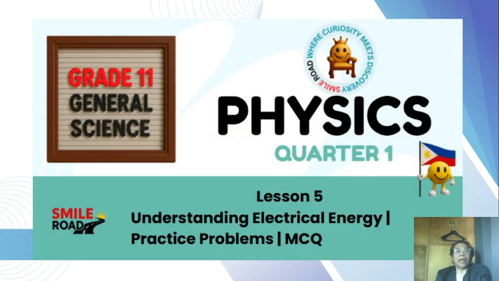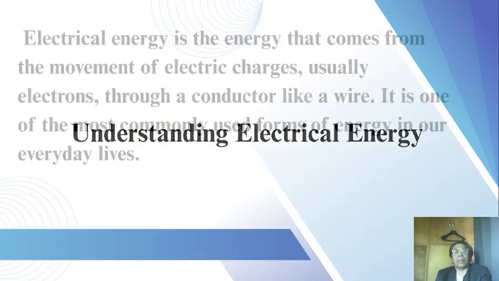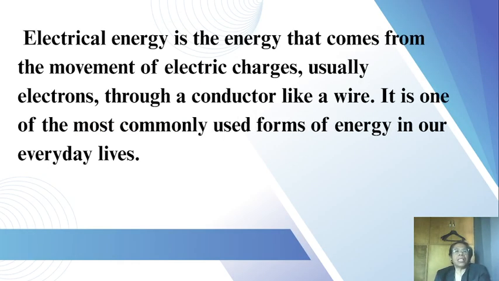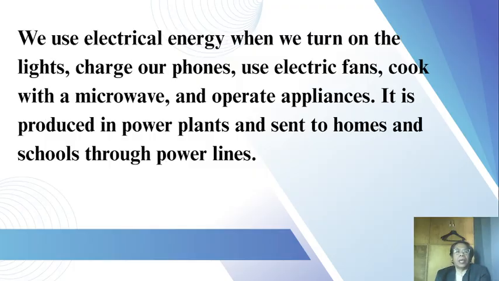So our lesson number 5 is understanding electrical energy. Electrical energy is the energy that comes from the movement of electrical charges, usually electrons, through a conductor like a wire. It is one of the most commonly used forms of energy in our everyday lives. We use electrical energy when we turn on the lights, charge our cell phones, use electric fans, cook with a microwave, and operate appliances. It is produced in power plants and sent to homes and schools through power lines.